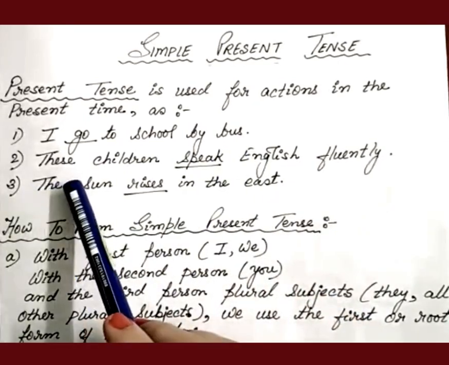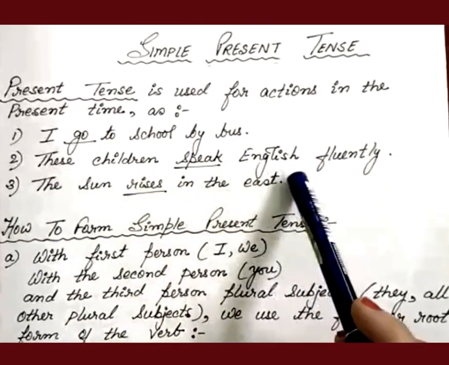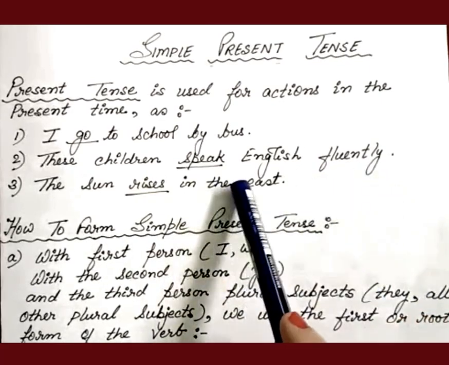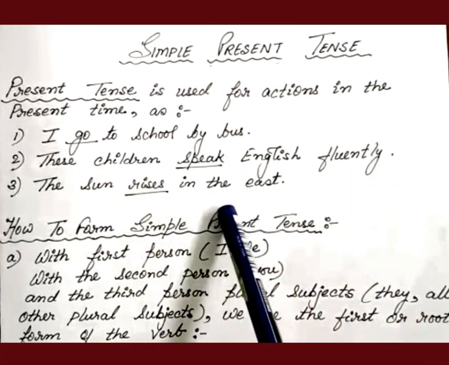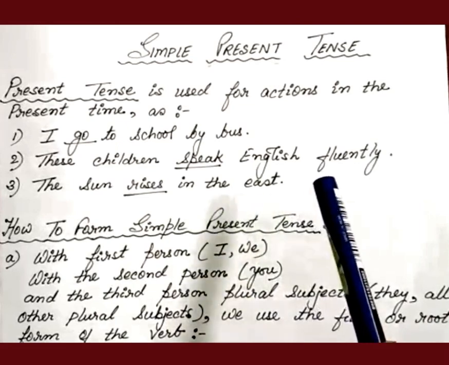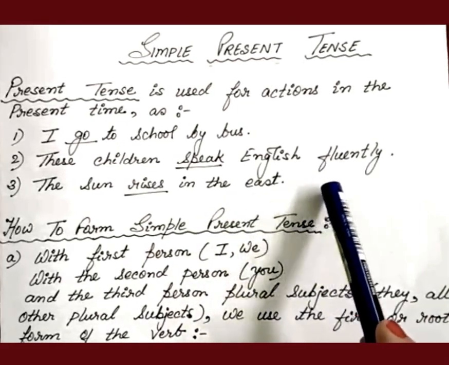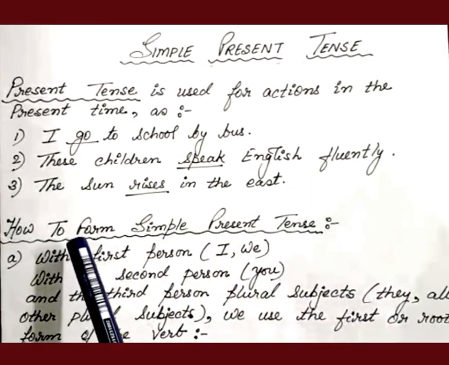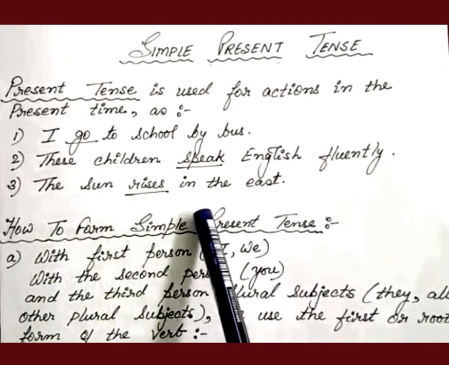The second example, these children speak English fluently. Again, the form of verb speak here tells you that the action belongs to the present scenario, that is present tense. The third example again, the sun rises in the east.